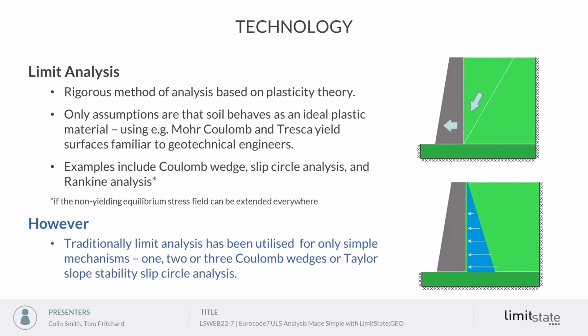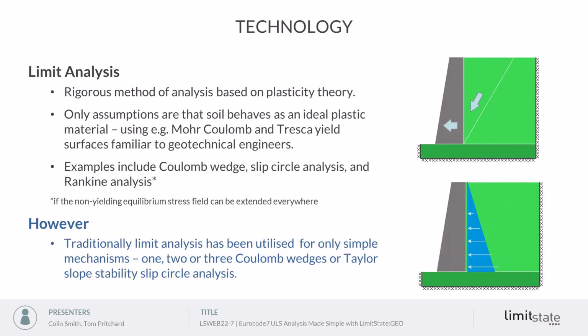So in limit analysis, the only assumptions are that soil behaves as an ideal plastic material, using, for example, Mohr-Coulomb or Tresca yield surfaces familiar to geotechnical engineers. And examples of limit analysis include Coulomb wedge analysis, slip circle analysis, and Rankine analysis, if you extend that field throughout the body.